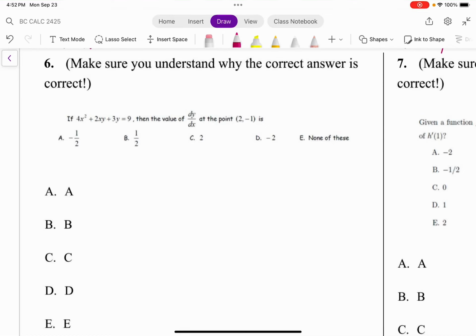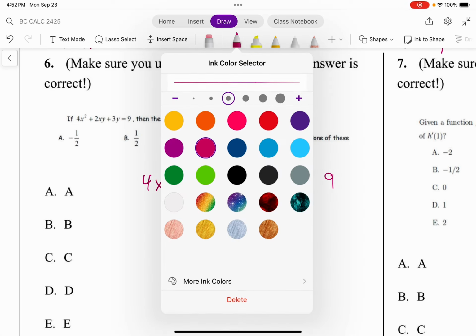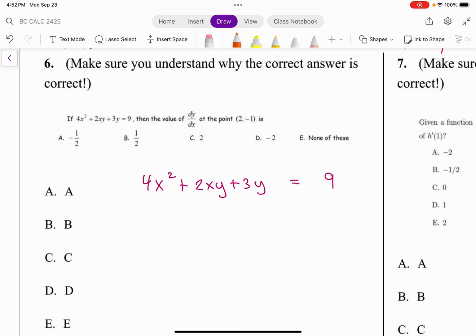Okay, another implicit differentiation problem. So I've got, I'm going to write it out, 4x squared plus 2xy plus 3y is equal to 9. And we've got to find dy/dx at a specific point. This isn't going to be so bad, because once we take the derivative, we're just going to plug in x = 2, y = -1 and solve for dy/dx.